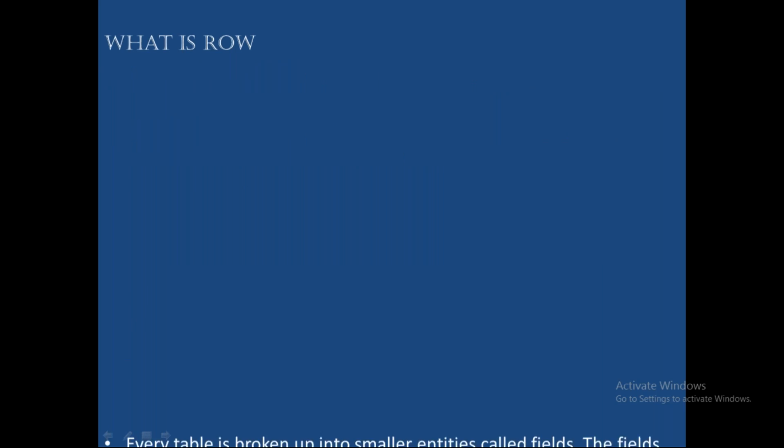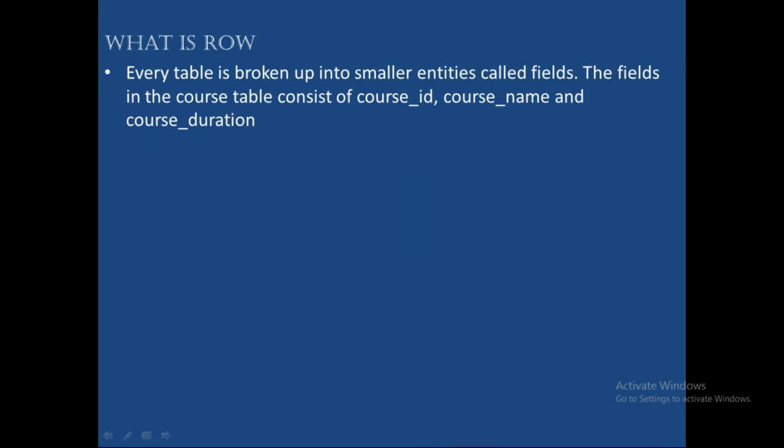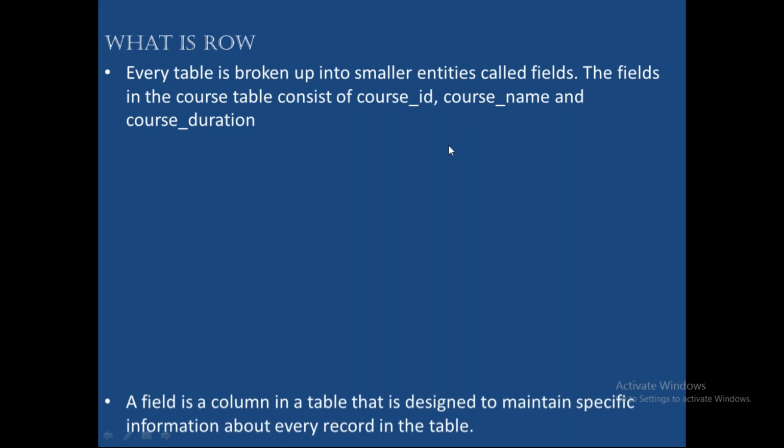Next, what is the row? Before you go to row, you need to understand field. Every table is broken up into smaller entities called fields. The fields in the course table consist of course ID, course name, and course duration. You have seen course ID is called one field, course name is one more field, course duration is one more field. These are called fields. So every table is broken into smaller entities called fields. So how many fields do we have in our table? 3. What are those? Course ID, course name, and course duration.